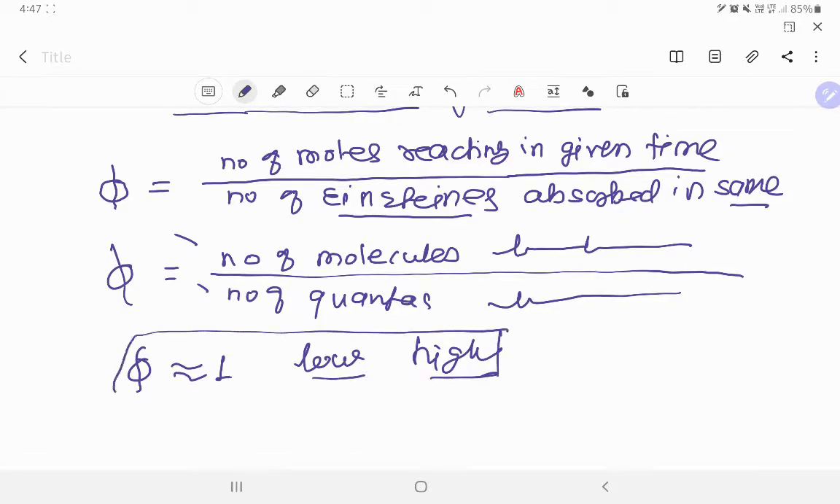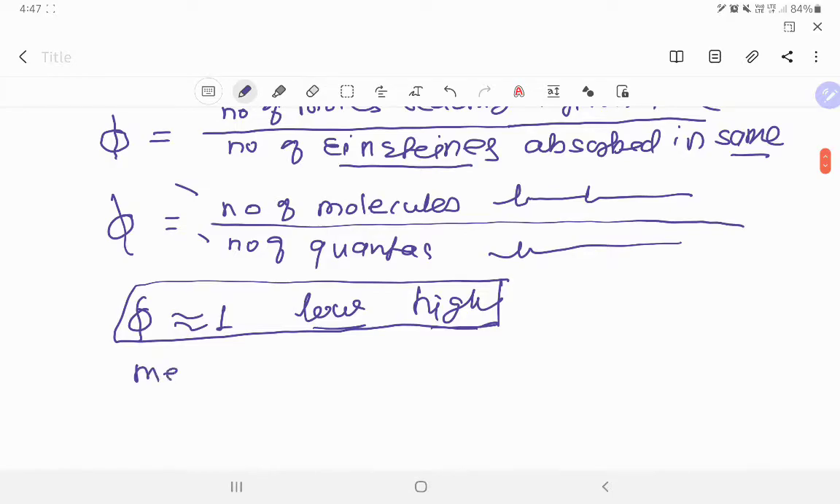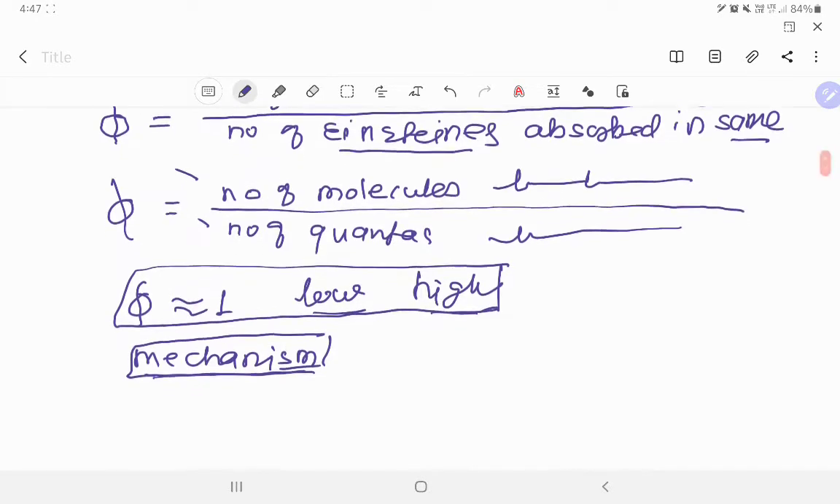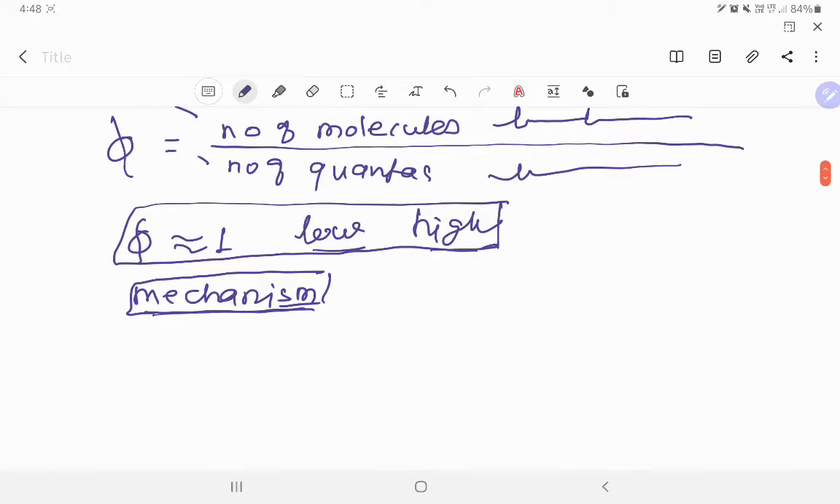This quantum yield is very significant in photochemistry. It is useful to describe the mechanism of a photochemical reaction. With the help of quantum yield, we can explain and predict the mechanism of a reaction. That's why quantum yield is a very important point in photochemistry. Now, in some cases this quantum yield is high and in some cases it is low. We will see what are the reasons behind this variation of quantum yield.